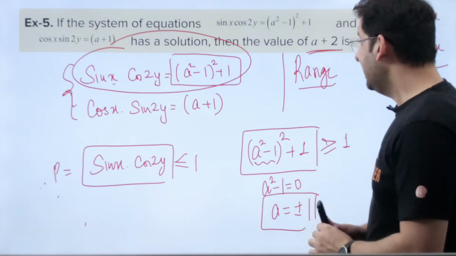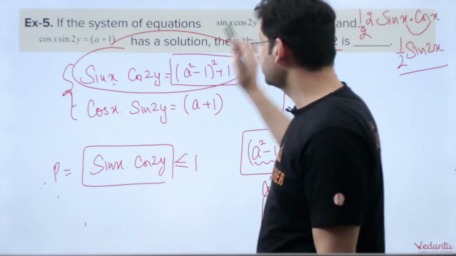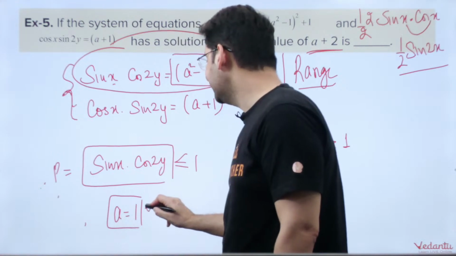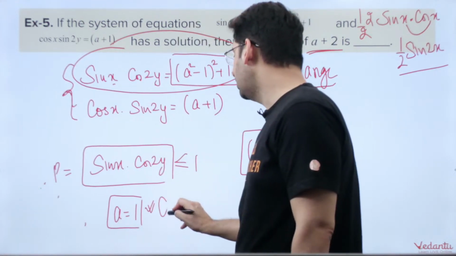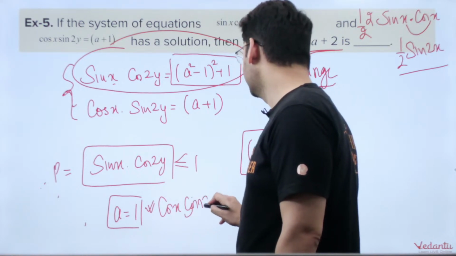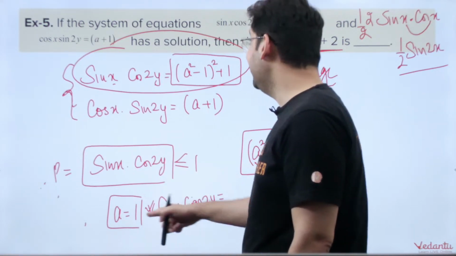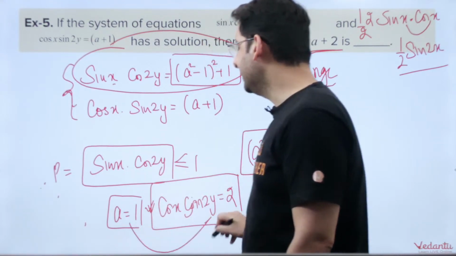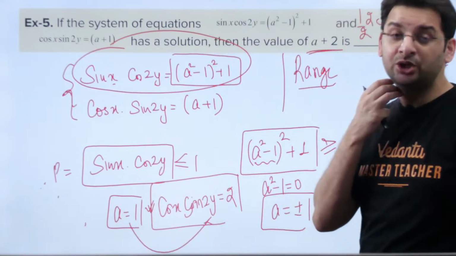Now see guys, if a is 1, let us look at the second equation. Second equation is cos x into sin 2y, with a equal to 1, is equal to 2. So if a is 1, the second equation would mean cos x into sin 2y is equal to 2.